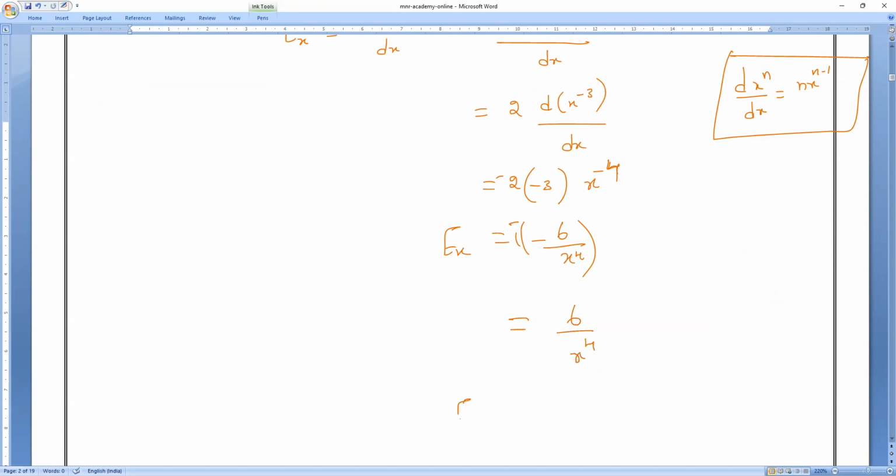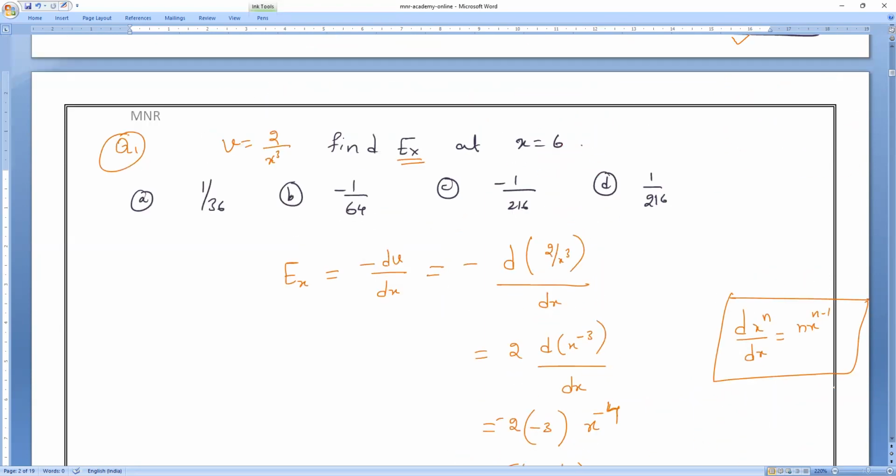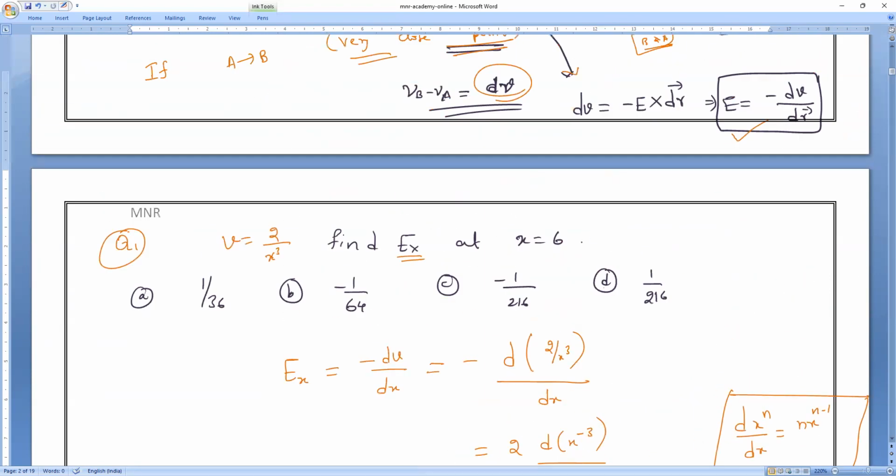Now they have given x is equal to 6. Verify it. 6 divided by 6 power 4. Of course, one 6 here and one 6 there get cancelled, so 1 by 6 power 3, 1 by 6 cube. How much is the answer? 6 cube is 216. Option D.